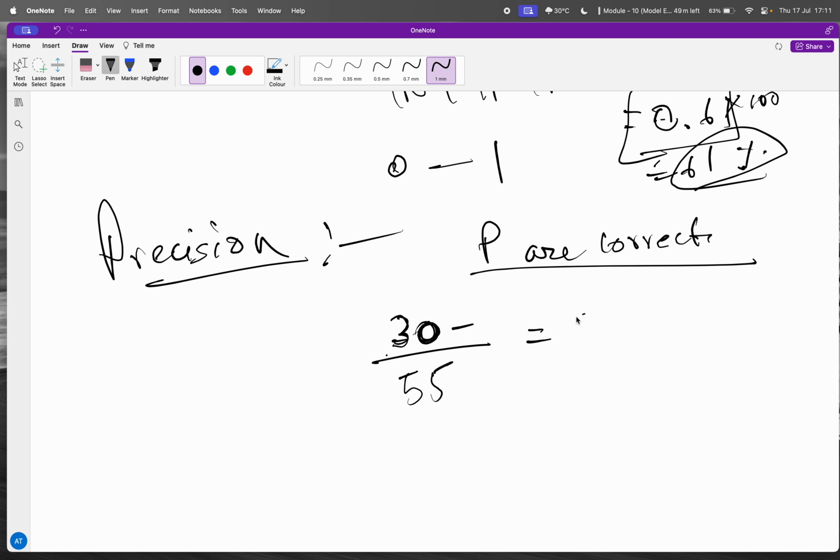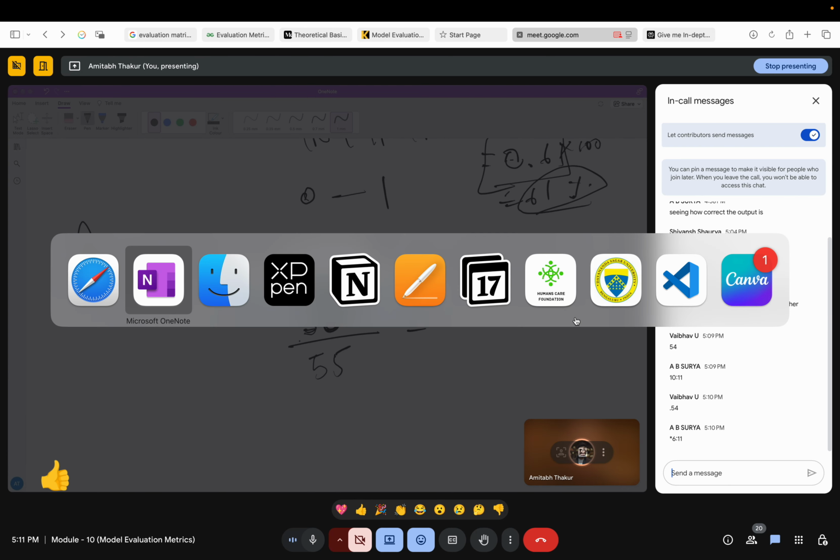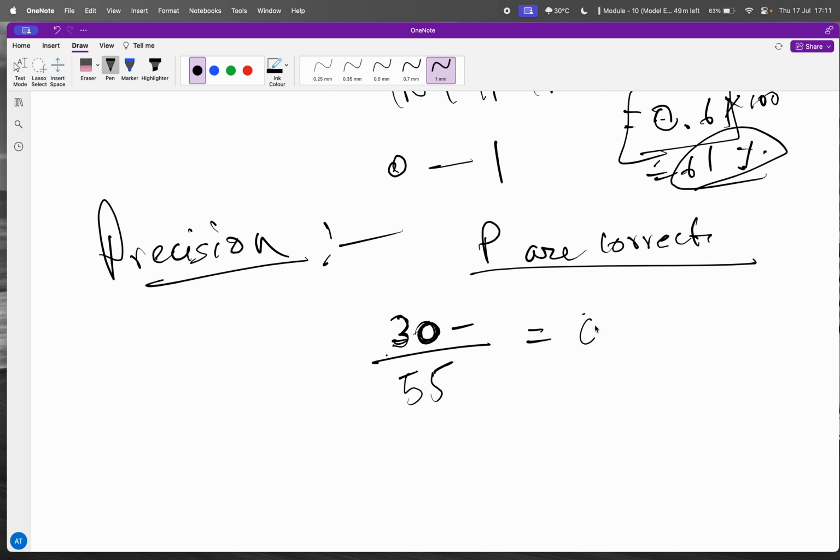So what was the answer for this? I think 0.54. So 0.54. Okay, see, I'm telling you the basic maths. This is 30.